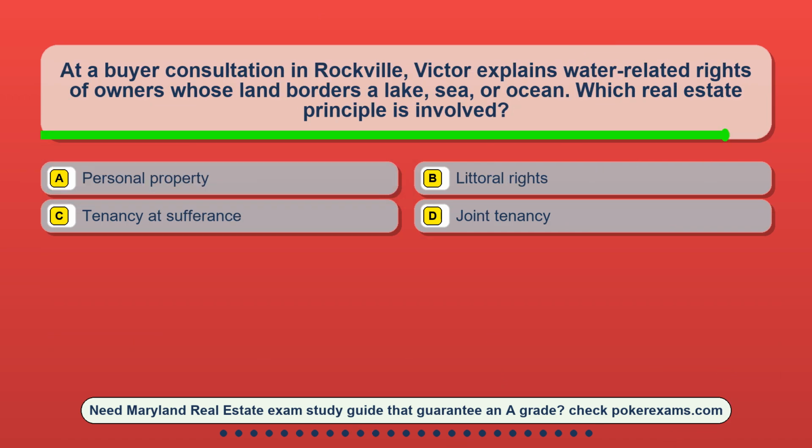Question 10. At a buyer consultation in Rockville, Victor explains water-related rights of owners whose land borders a lake, sea, or ocean. Which real estate principle is involved? Option A, personal property. Option B, littoral rights. Option C, tenancy at sufferance. Option D, joint tenancy.